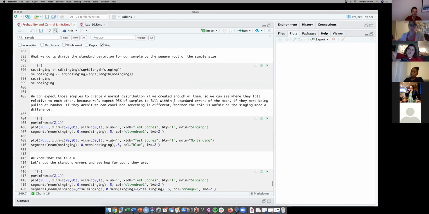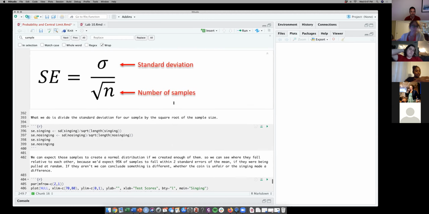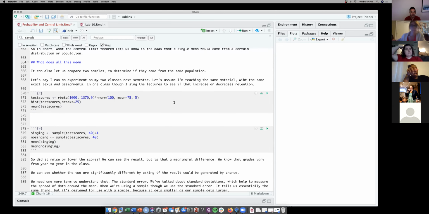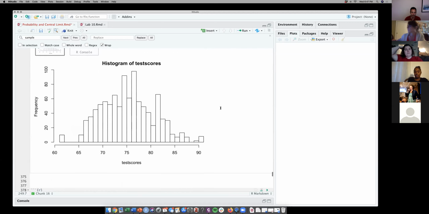So let's say that next semester I have 2 classes. I'm teaching the same class twice, with 2 sections. I've taught this class for many years, and this is the distribution of the class's average on my final test. The average for the class is around a 75. Some of my classes do much better, some do much worse. The data spreads out around the 75.